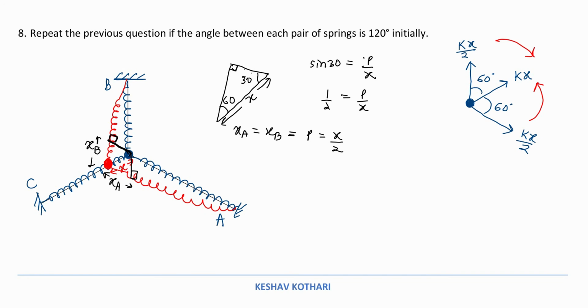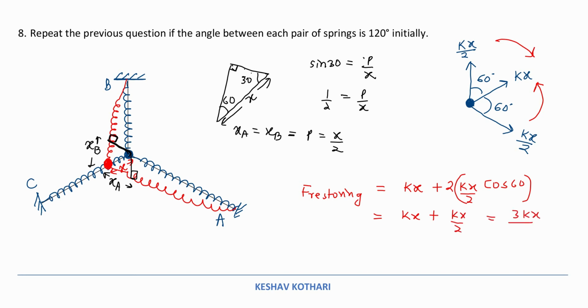So the net force, or I can directly calculate F restoring due to all the forces, is going to be Kx because of spring C. Now Kx by 2 cos 60 degrees, and we are making it twice. This is due to each of these individual springs, that is A and B respectively. So Kx by 2 cos 60 into 2. So over here we are left with Kx plus half, that is Kx by 2. So we get 3Kx by 2.